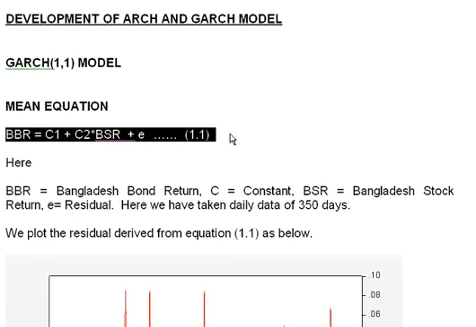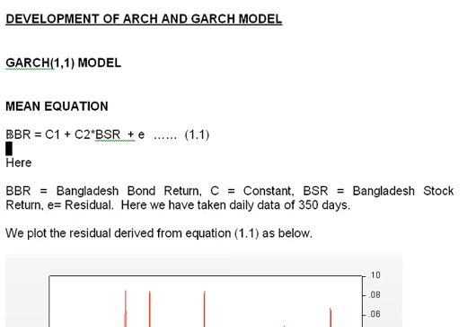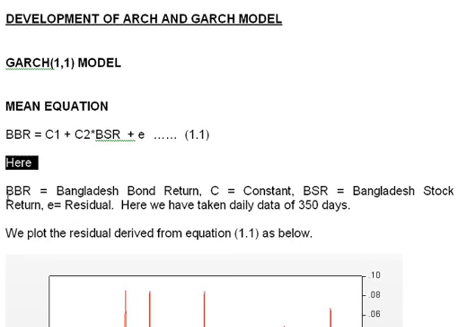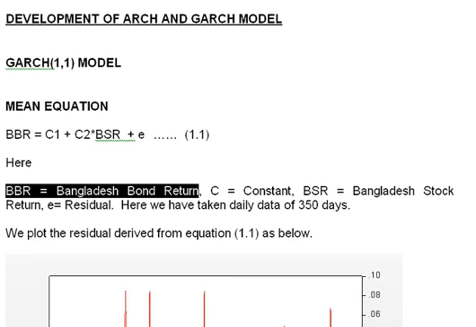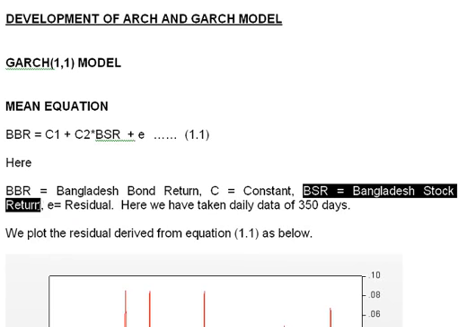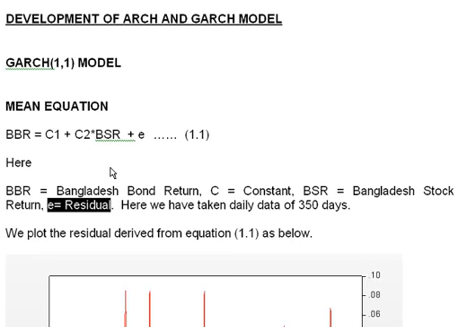Okay, so first we talk about equation number 1.1. Here you can see BBR is the dependent variable, C1 is the constant, C2 is the coefficient, BSR is an independent variable, and E is the residual. That is equation number 1.1. And here BBR means Bangladesh bond return, and C means constant, and what is BSR? Bangladesh stock return, and E is the residual.